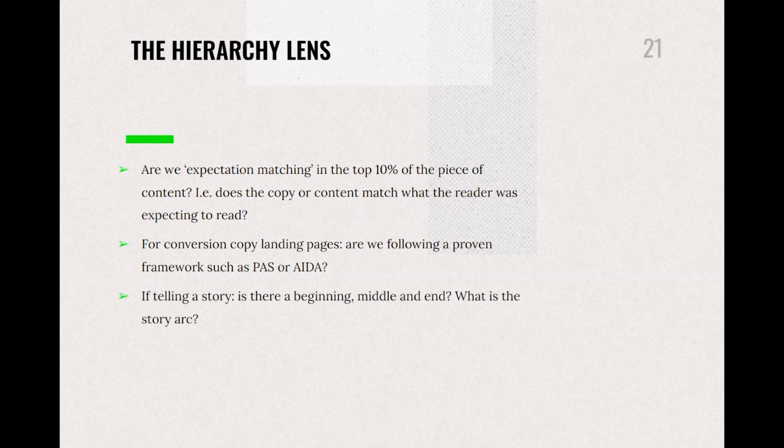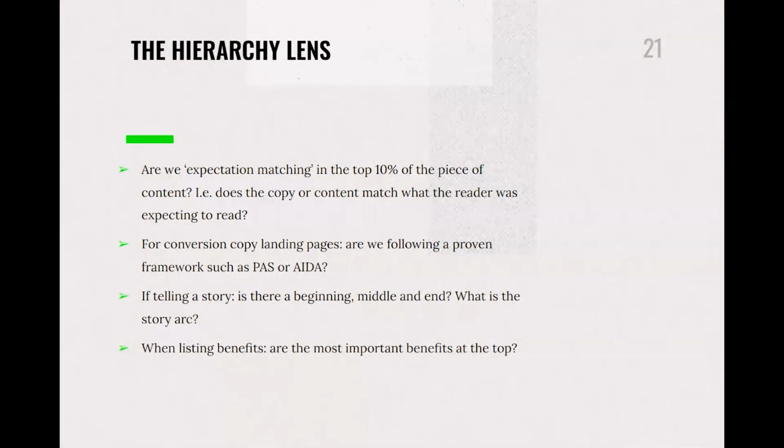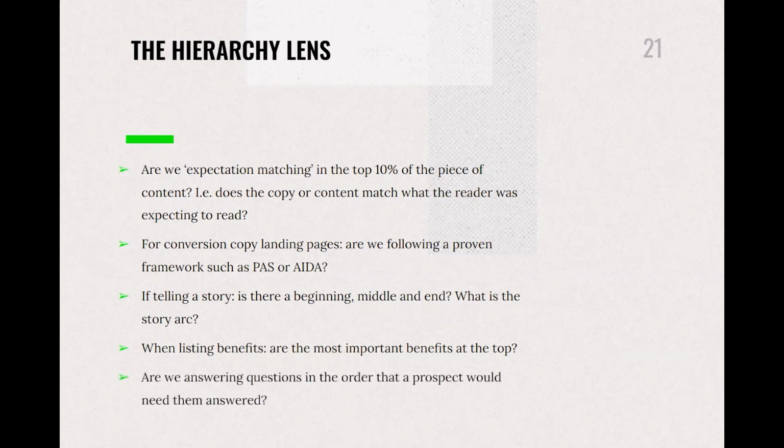If you're telling a story, if you're doing storytelling, is there a beginning, middle, and an end? What is the story arc? Follow a structure. When listing benefits, are the most important benefits at the top? If you've done some data and an outside-in approach, you'll know which are the most important benefits. So when you have a bullet point list, put the most important ones at the top. And are we answering questions in the order that a prospect would need them answered?